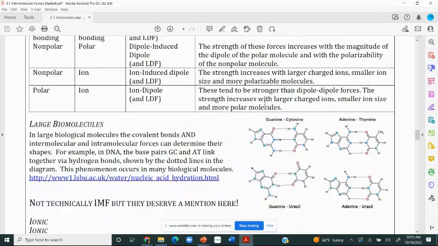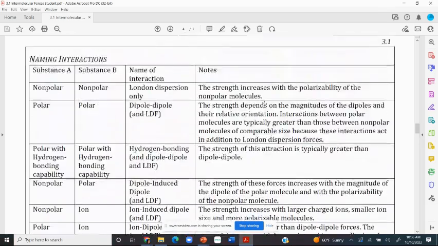Oops, what happened here? Sorry. Okay, I went to the next page, I think, didn't I?